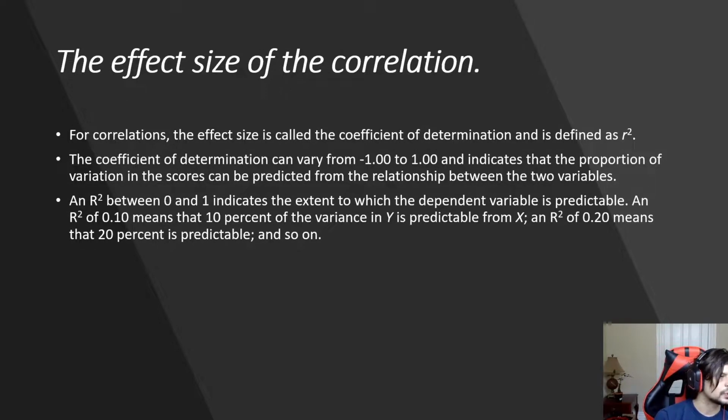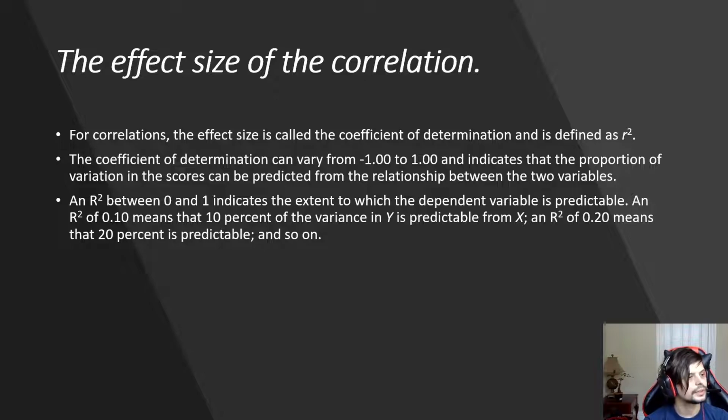The effect size for correlation is called the coefficient of determination. It's defined as r squared. The coefficient of determination can vary from negative 1 to 1 and indicates the proportion of variation in the scores that can be predicted from the relationship between the two variables. An r squared between 0 and 1 indicates the extent to which the dependent variable is predictable. An r squared of 0.1 means that 10% of the variance in y is predictable from x. An r squared of 0.2 means that 20% is predictable, and so on.